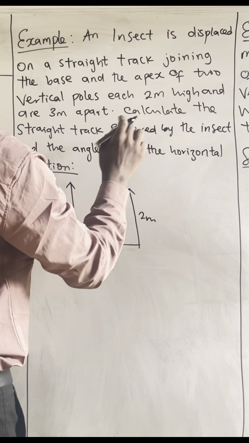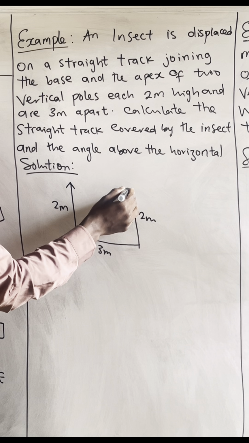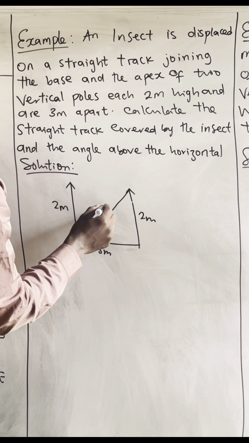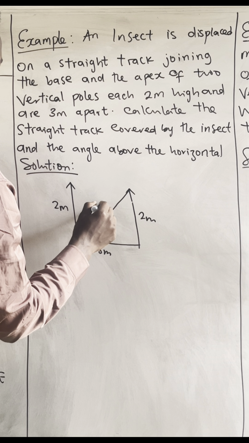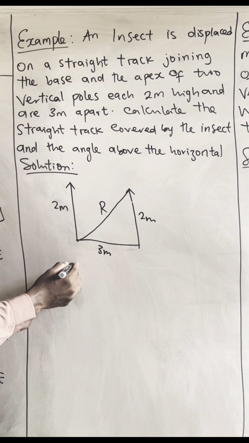Calculate the straight track joining the insect together. So for what we have here, we can just draw something like this. This will be representing their what? Their resultants. This is representing the resultant. So we can just bring out half of this as this.